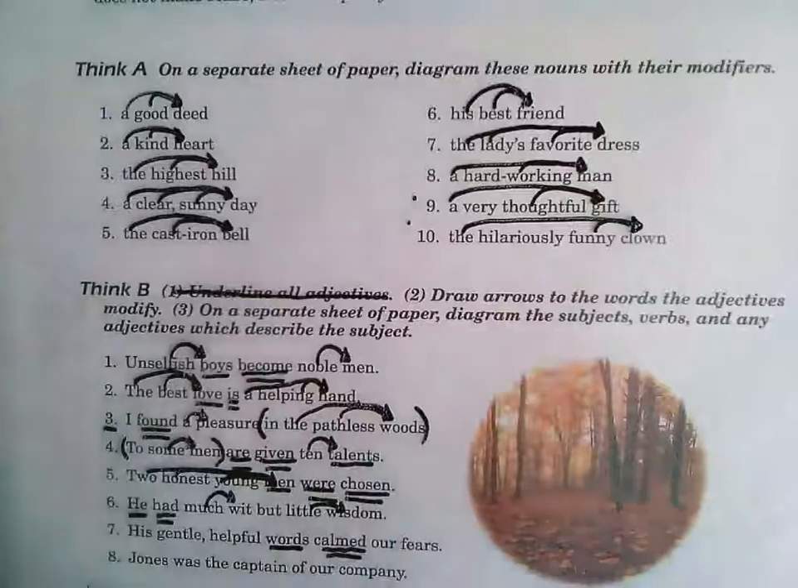Number 7, his gentle, helpful words calmed our fears. Any prepositional phrase? No. Action, calmed. Any helping verbs? Nope. Any other verbs? Nope. Who or what calmed? Words. There's our subject and verb. Adjectives. His what? His words. Adjective describing words. Gentle also describes words. Helpful also describes words. And our fears. Fears is a noun. Whose fears? Our fears.